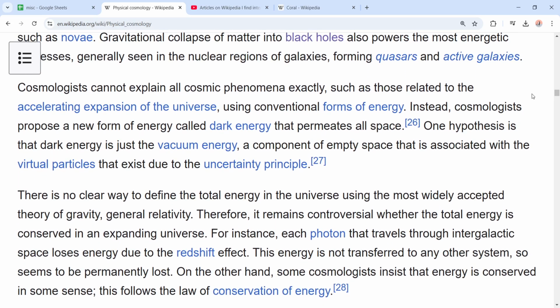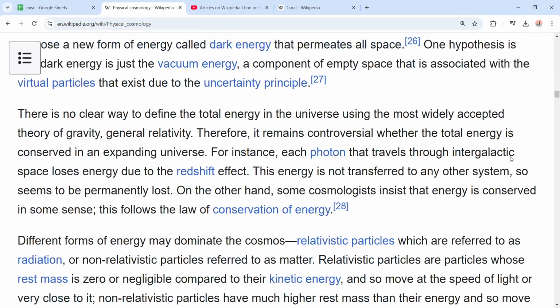Cosmologists cannot explain all cosmic phenomena exactly, such as those related to the accelerating expansion of the universe. Using conventional forms of energy, instead, cosmologists propose a new form of energy called dark energy that permeates all space. One hypothesis is that dark energy is just the vacuum energy, a component of empty space that is associated with the virtual particles that exist due to the uncertainty principle.